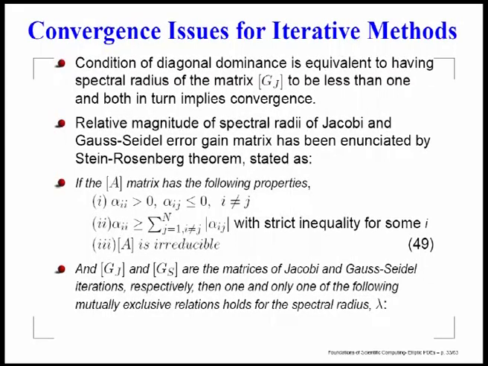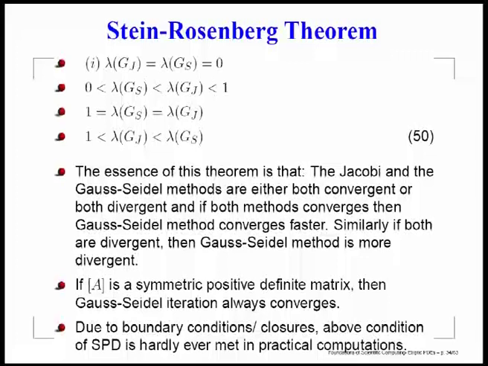Now, if we have a matrix A with these 3 properties and we can estimate the gain matrix for the Jacobi iteration G j and the Gauss-Seidel matrix that I call G s, then we could have the following mutually exclusive relationships holding. The first condition says that maybe all the eigenvalues of Jacobi and Gauss-Seidel iterations are equal to 0. Either that is true or both the methods are convergent, right. So, all the eigenvalues are less than 1, right.